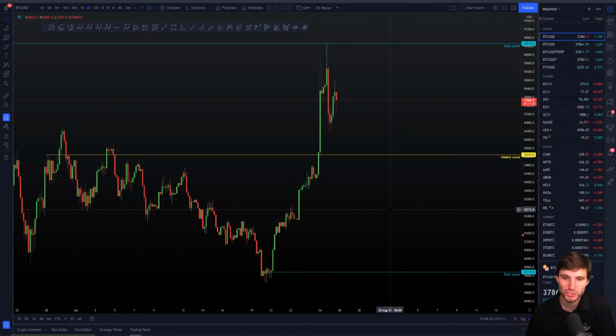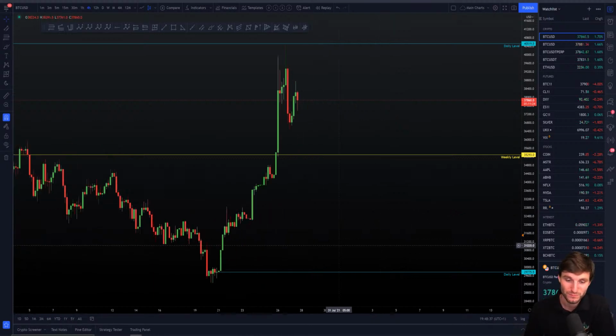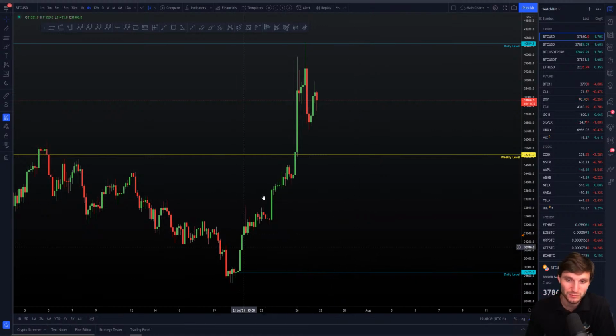This move up was from a run of 30,000. This run feels so premeditated, like this was just designed to happen. This was, if you know what you're doing, really easy to trade. It was pretty easy to predict and trade.